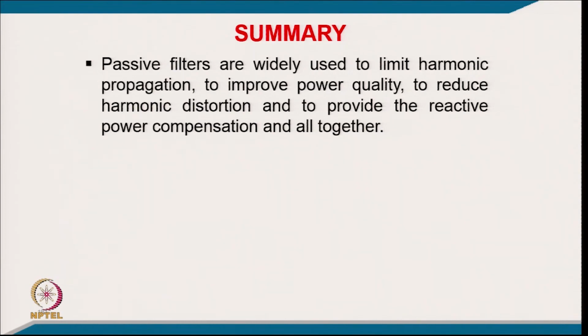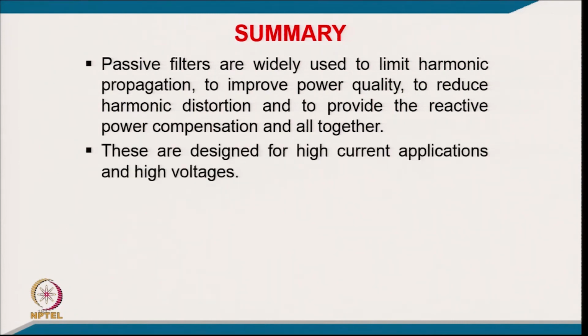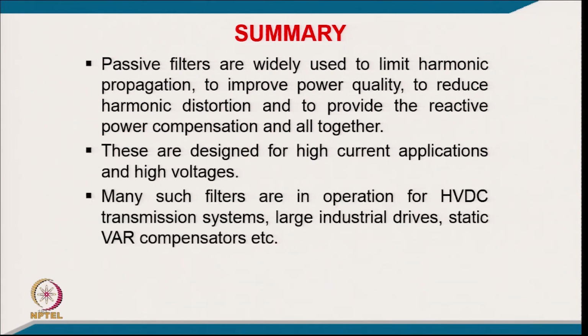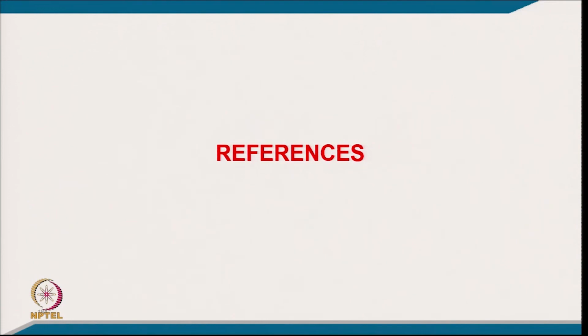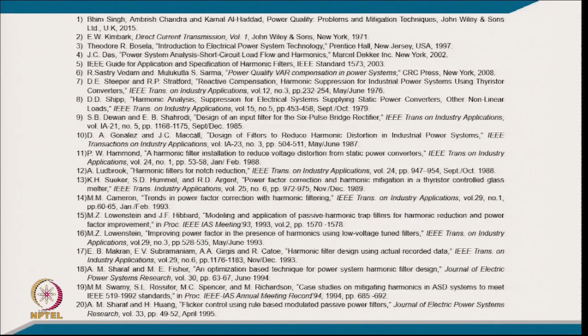To summarize, passive filters are widely used to limit harmonic propagation, to improve the power quality, to reduce the harmonic distortion, and to provide reactive power compensation altogether. These are designed for high current applications and high voltage applications like HVDC and high rating current source converters, and many such filters are in operation for HVDC transmission systems, large industrial drives, and static VAR compensators. These passive filters are also used along with a small rating active filter as a hybrid filter, with a major amount of passive filter, and these are some of the references, and thank you.